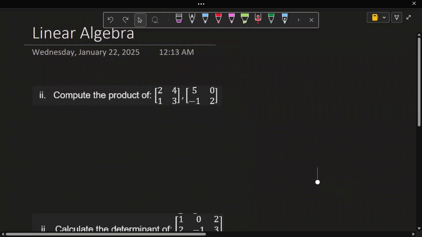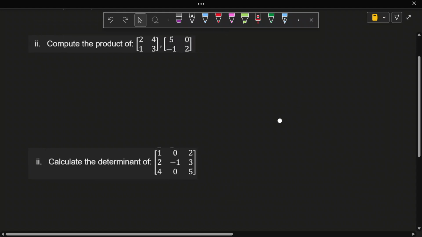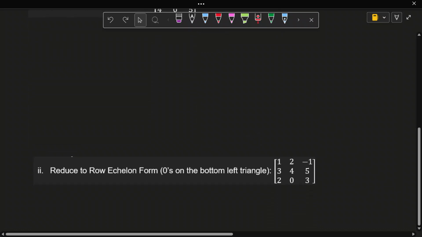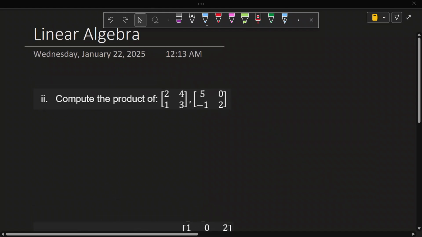Really, whenever we're dealing with linear algebra, we're dealing with kinds of algebra using matrices, as well as determinants and inversions of matrices, and then solving a system of equations using the matrices. So I guess what we can do here is start with this question: compute the product.